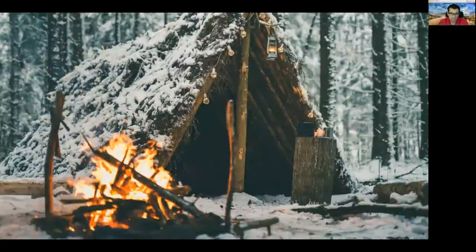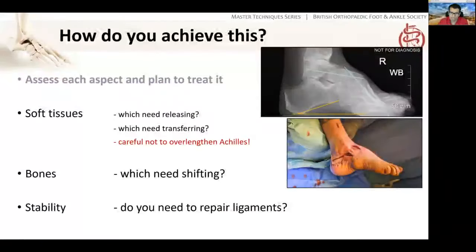So, how do you achieve this? Well, you have to assess each aspect and plan to treat it accordingly. You need to work out which soft tissues need releasing, which ones need transferring, and although Heath's talked a lot about lengthening the Achilles and treating the equinus, not all patients have problems of equinus at the ankle. And you need to be careful not to over-lengthen the Achilles. You need to work out which bones need shifting and which ligaments you need to repair, if any. A lot of this, like Heath said, is actually done through clinical examination with imaging as a supplement.